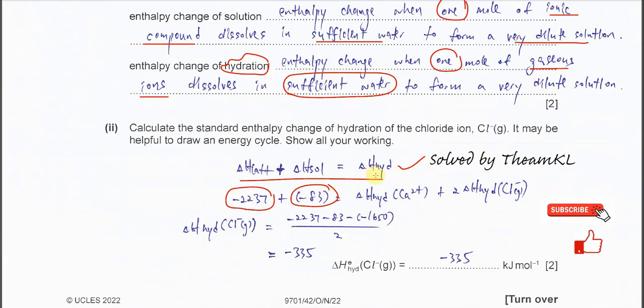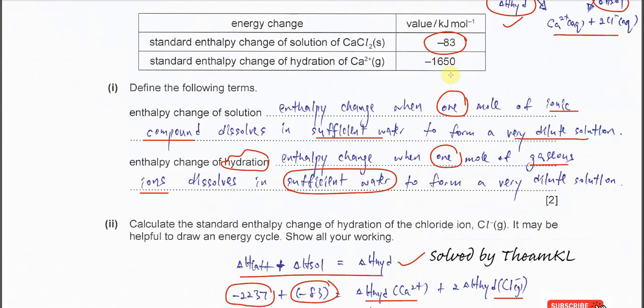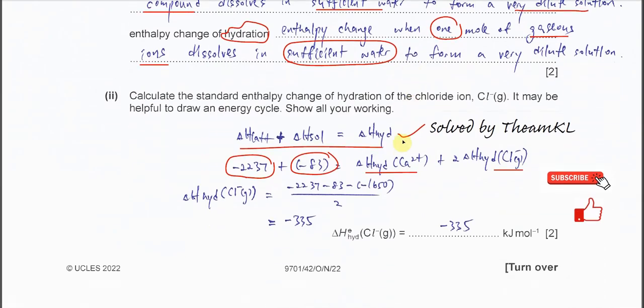Delta H hydration, I told you just now, is the sum of the hydration enthalpy of the cations and the anion. So therefore, you must use the hydration enthalpies that are given in this table. The hydration enthalpy for this calcium ion, negative 1650. Okay, substitute to this, and plus 2 times the hydration enthalpy of chloride. This is what we need to find.